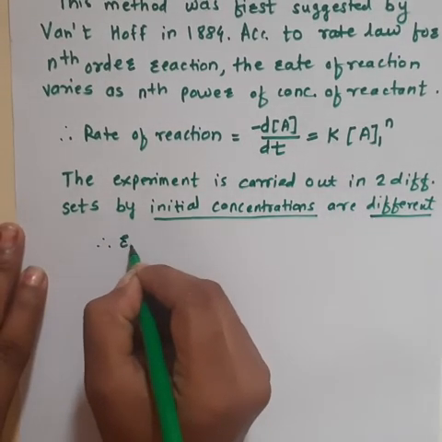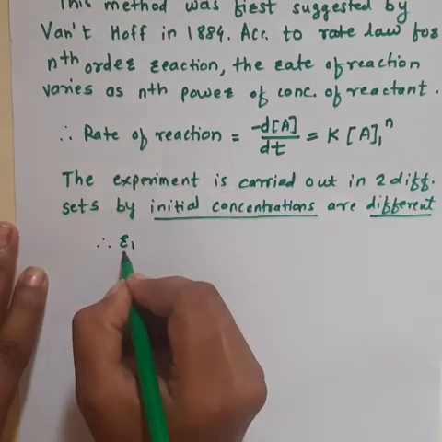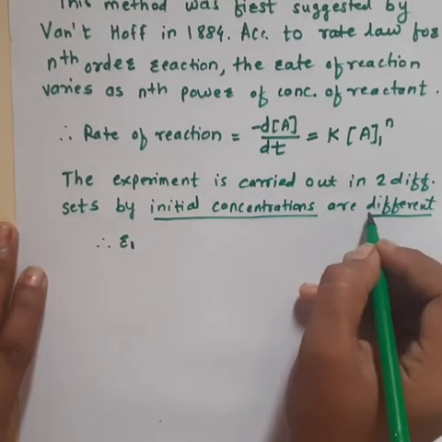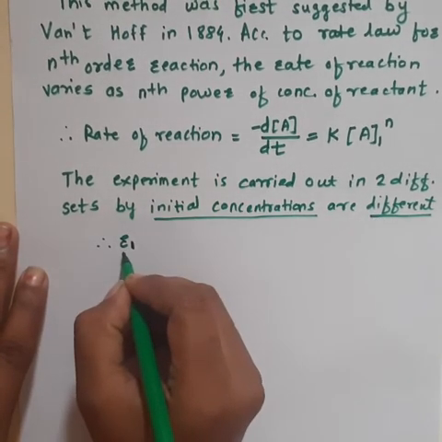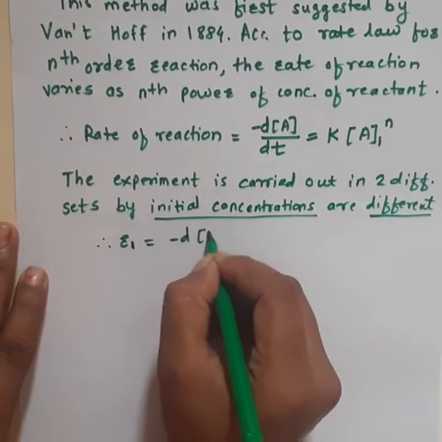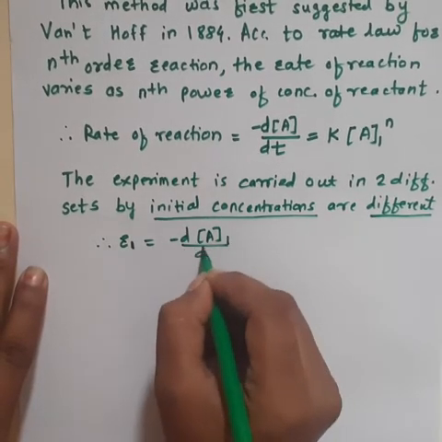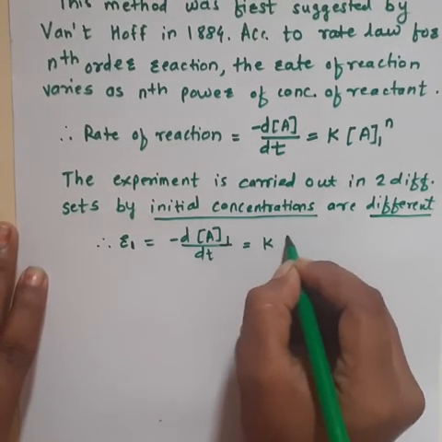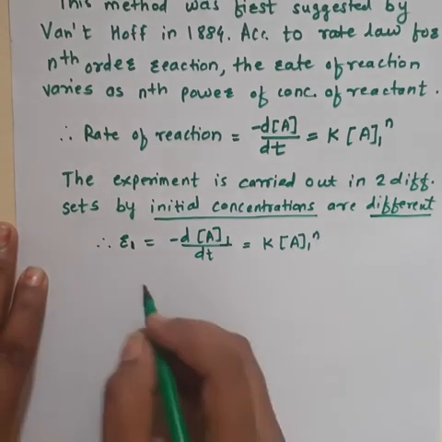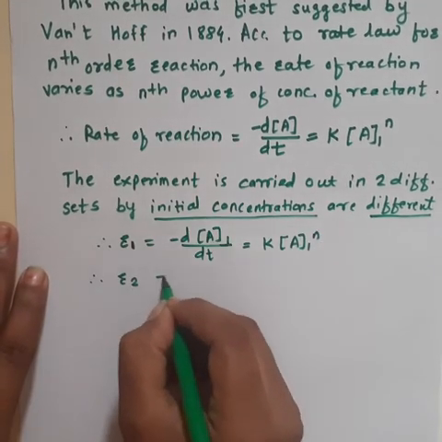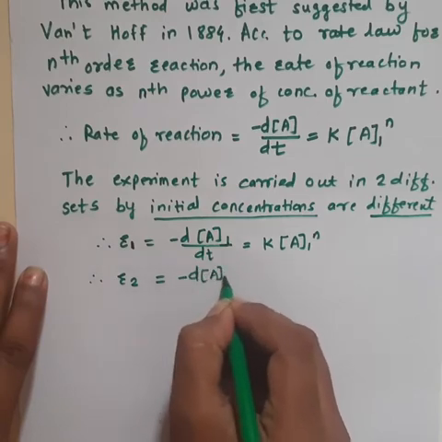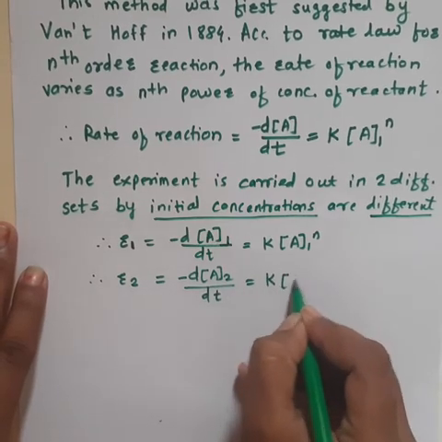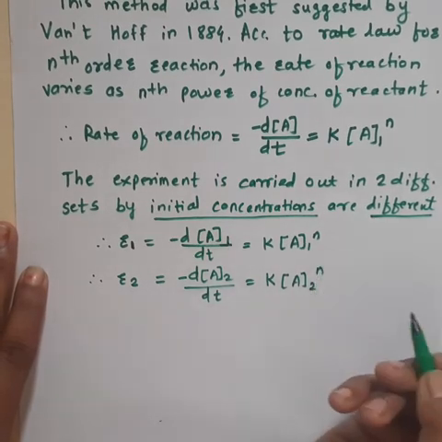Therefore, the rate of the reaction can be denoted as small r, and we consider two different initial concentrations, 1 and 2. So r1 is equal to minus d A1 upon dt, which is equal to k into the concentration of A1 raised to n. And for the second initial concentration, minus d A2 upon dt is equal to k into the concentration of A2 raised to n.